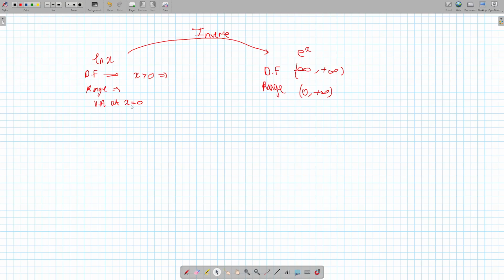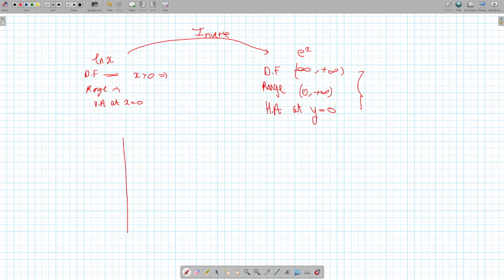If you had a vertical asymptote at x equals 0 for ln x, what does that mean e to the x will have? Do you think it's going to be vertical? No. It's going to be a horizontal asymptote at y equals 0. So you can see, if you know ln x, e to the power of x will be very easy. So these are the properties of e to the power of x.